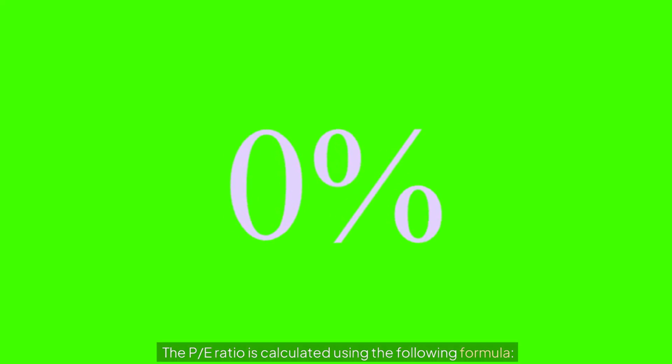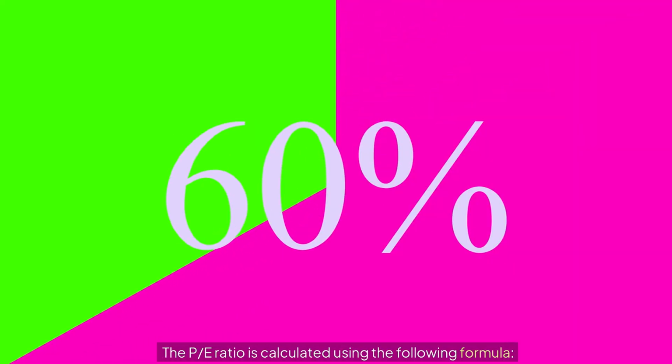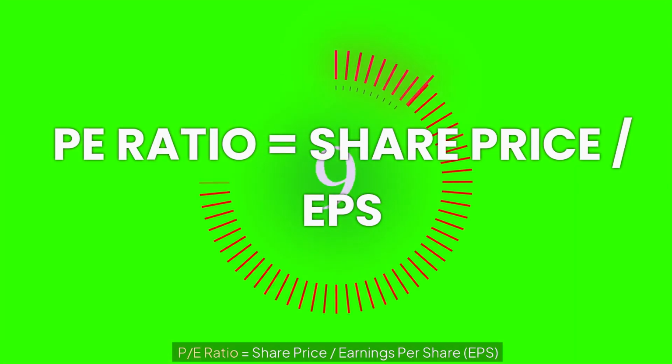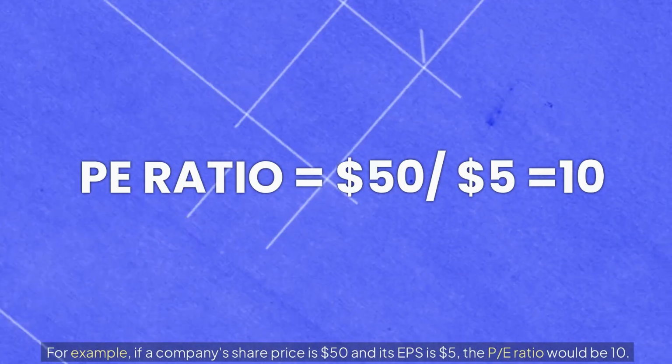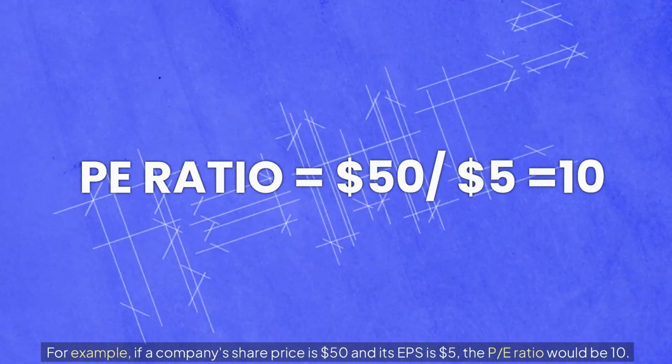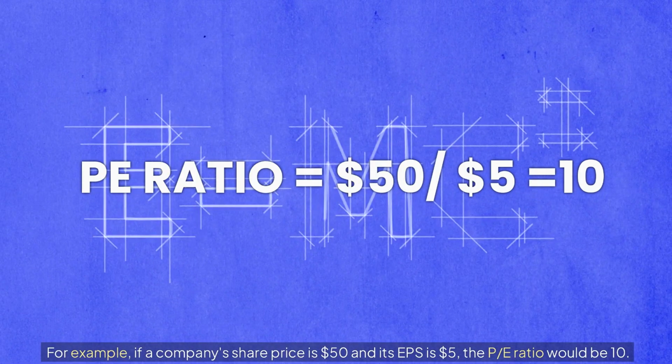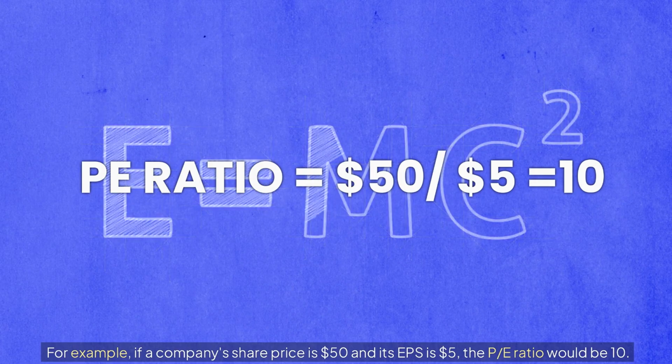The P/E ratio is calculated using the following formula. P/E ratio equals share price divided by earnings per share, EPS. For example, if a company's share price is $50 and its EPS is $5, the P/E ratio would be 10.